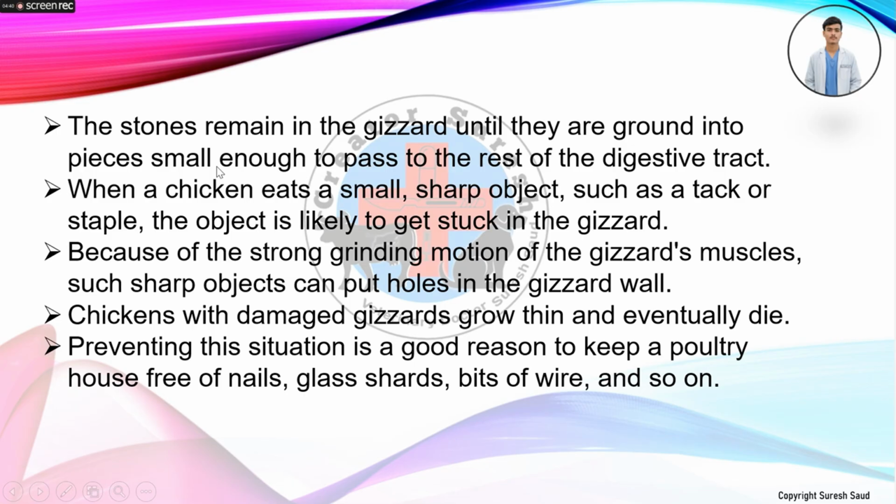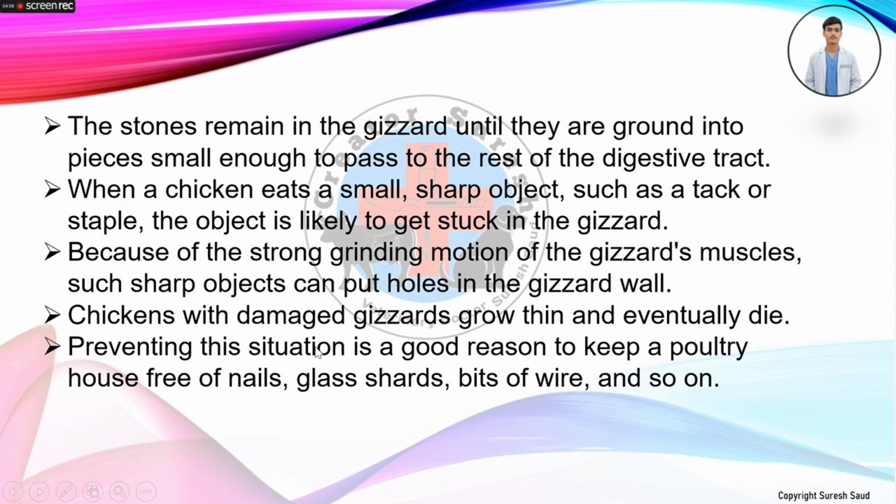When a chicken eats a small, sharp object, such as a tack or staple, the object is likely to get stuck in the gizzard. Because of the strong grinding motion of the gizzard's muscles, such sharp objects can put holes in the gizzard wall. Chickens with damaged gizzards grow thin and eventually die.